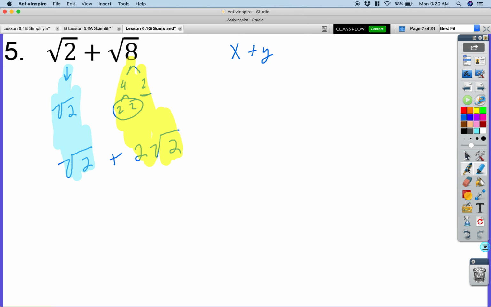So now what I'm going to do is add these, and remember I can only add and subtract when I have the same square root. When I look at these, I do. So I have 1 square root 2 plus 2 square root 2, which would give me 3 square root 2. And that would be my final answer.